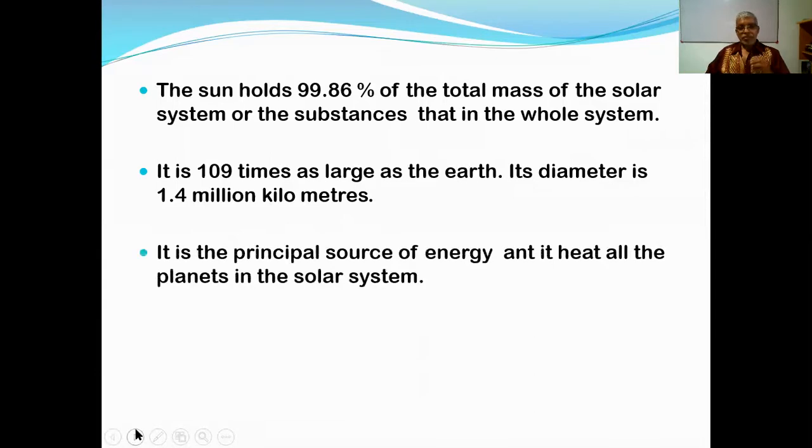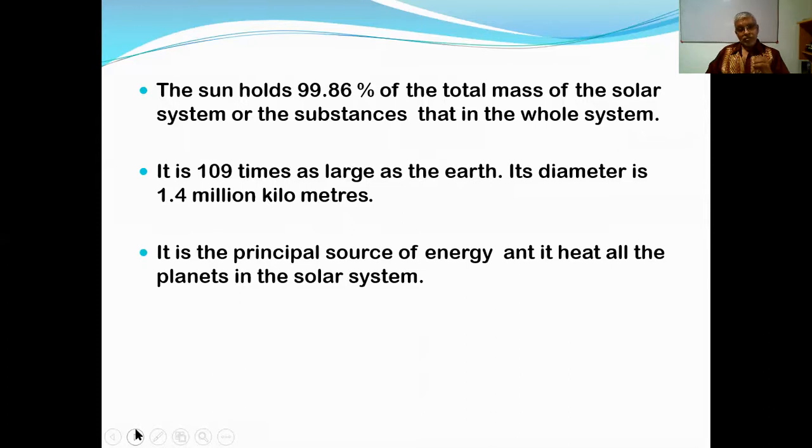It is the principal source of energy and it heats all the planets in the solar system.